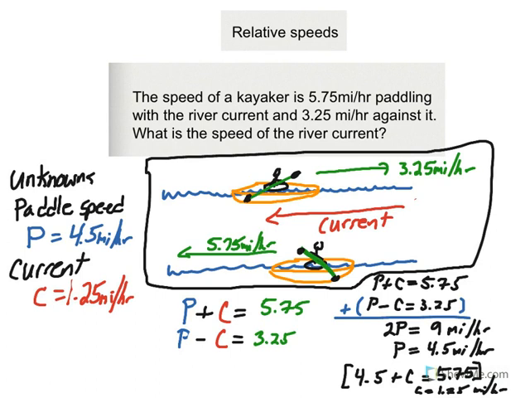We can set up the following equations. Paddle speed plus current speed equals 5.75, and paddle speed minus current speed is 3.25, and then solve that systems of equations, which gives us a paddle speed of 4.5 miles per hour, and plugging back in, we find the current speed is 1.25 miles per hour. Please pause the video and copy this into your notes.